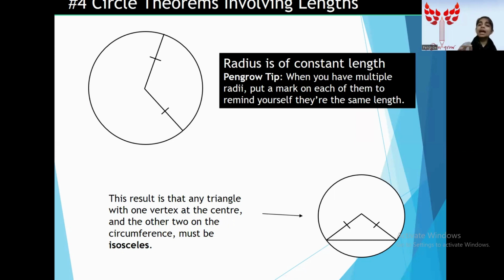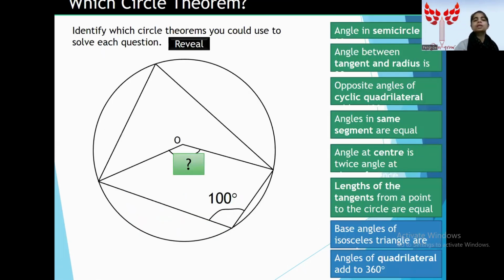And many times, one kind of question has appeared in the exam when an isosceles triangle is formed in the circle, and that is possible because both the radiuses are equal. So they don't even need to make these lines. This should be obvious to you.